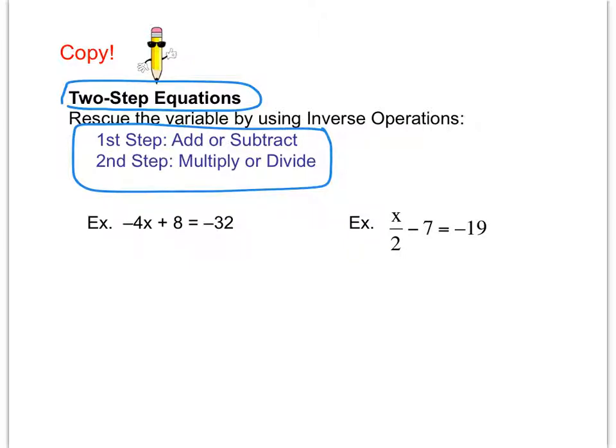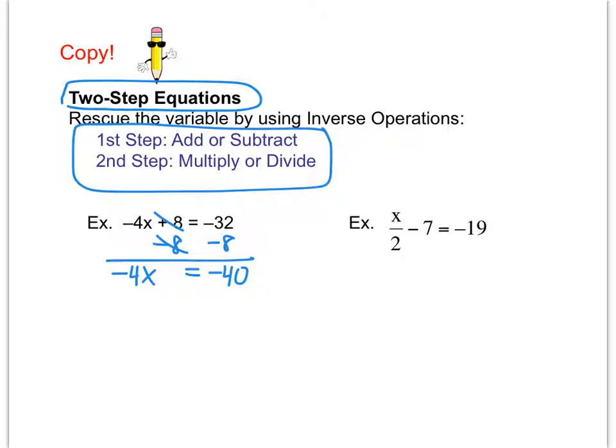So for the first example, to undo the addition, I'm going to go ahead and subtract 8, which will leave me with negative 4x. The plus 8 and the minus 8 will cancel out. Negative 32 minus 8 is negative 40.